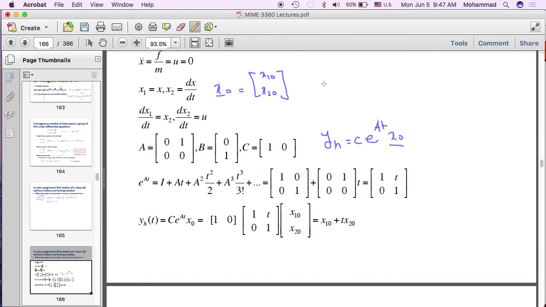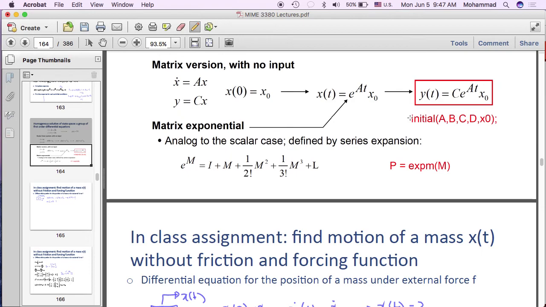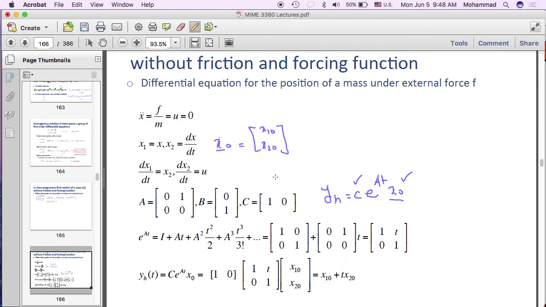Okay, so I know what C is. C is known, and also I know what X naught is. What I need to find is e to power AT, where I have A, but I don't yet know what e to power AT is going to be. So let me remind you of the series one more time before we go any further. This series said, look at the bottom of this slide please, e to power M is equal to the identity matrix plus the matrix plus 1 over 2 factorial matrix to power 2, and this continues. So let's go ahead and apply this to our problem.